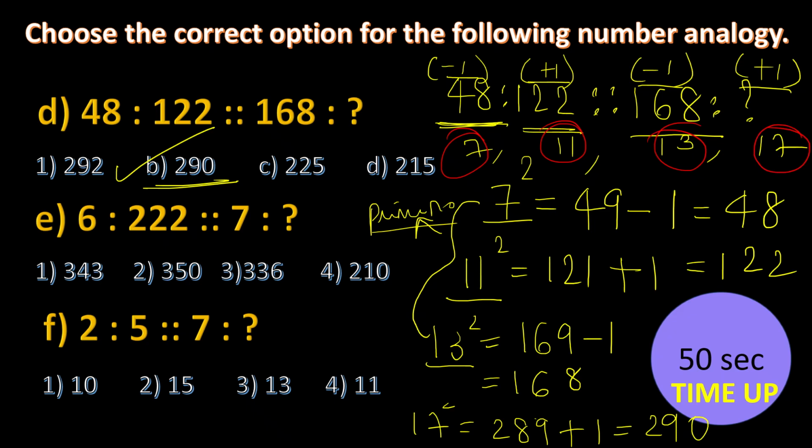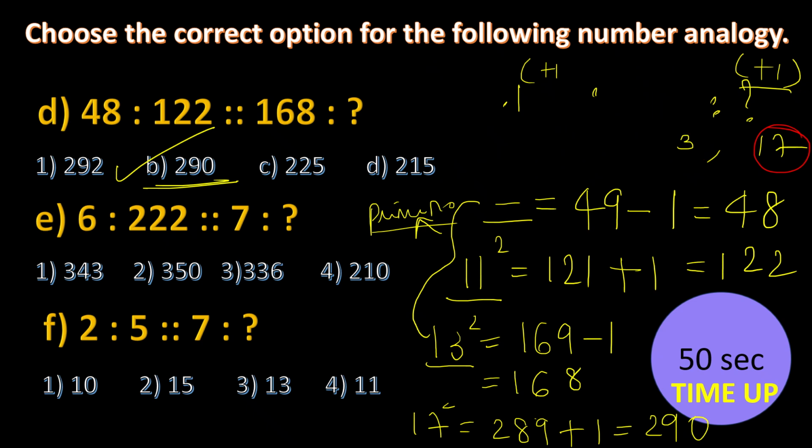Next one. Next one is 6, 222. Then 7 is to what?